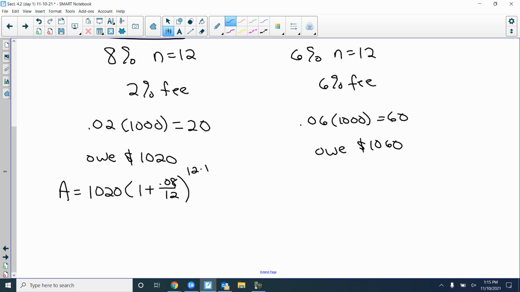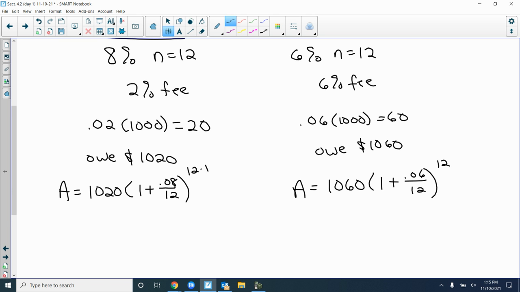So this is what you should use to calculate that. And then over here, it's going to be 1,060 times 1 plus 0.06 divided by 12 to the 12th power. Okay. Some of you subtracted the fee off of that amount as opposed to adding. All right, who's got this format? I know a few of you had that correct.